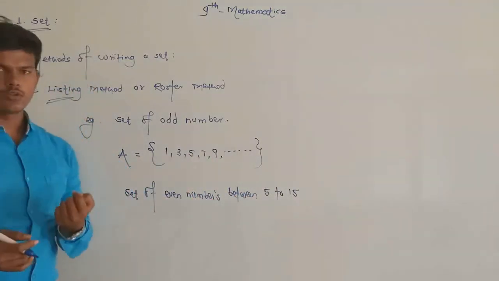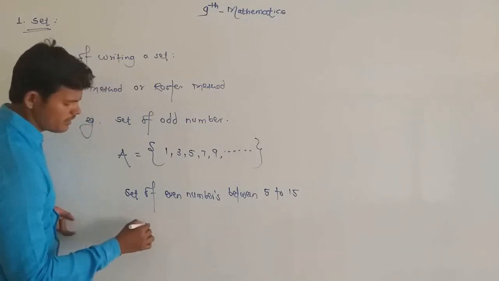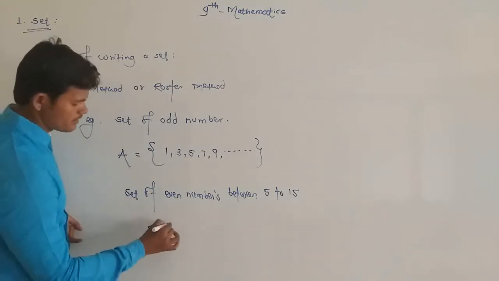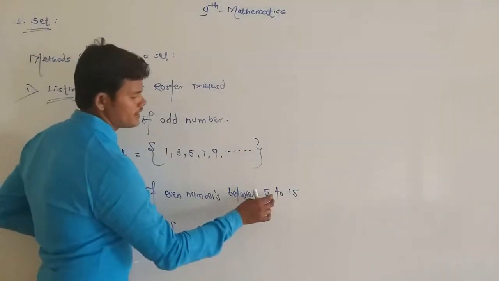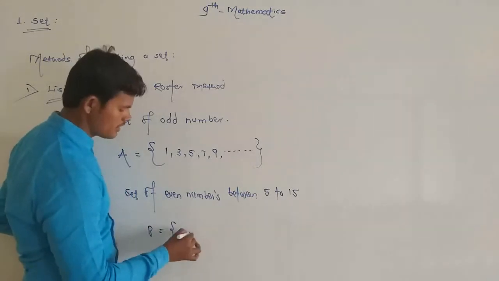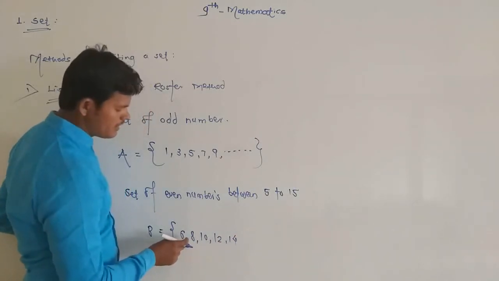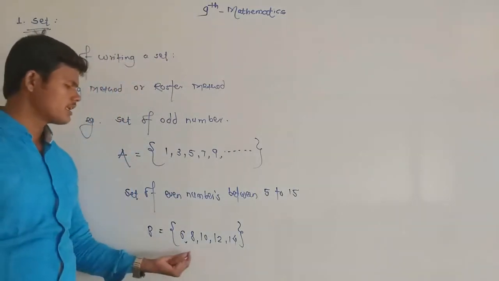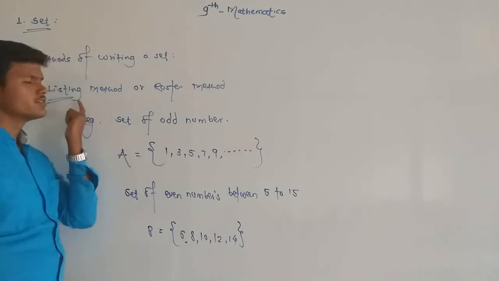So according to the first rule, write the name of a set by using capital letters. It may be anyone from A to Z. Okay, B. Then write all the elements within curly brackets. So write even numbers between 5 to 15. After 5, the first even number is 6, then 8, then 10, 12 and 14. And every element is comma separated. After writing the elements, close the curly bracket. This is how to write a set by using the listing method.